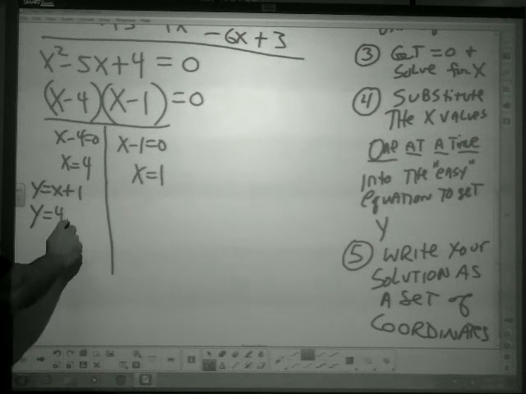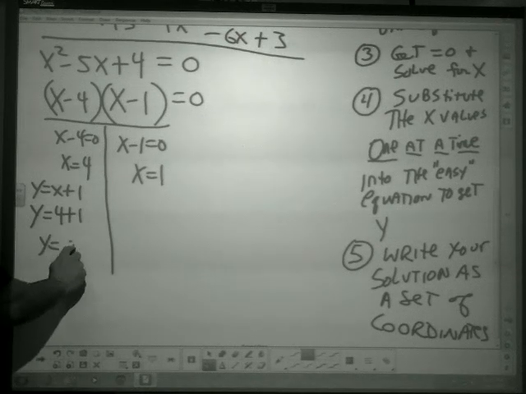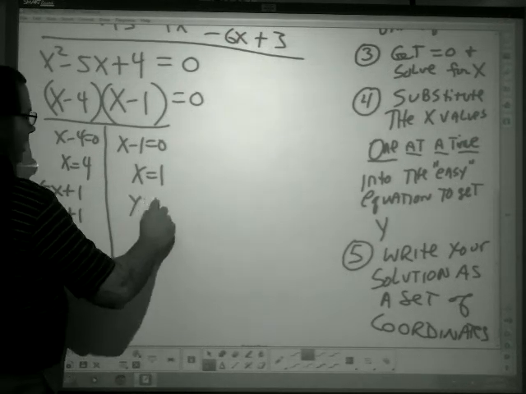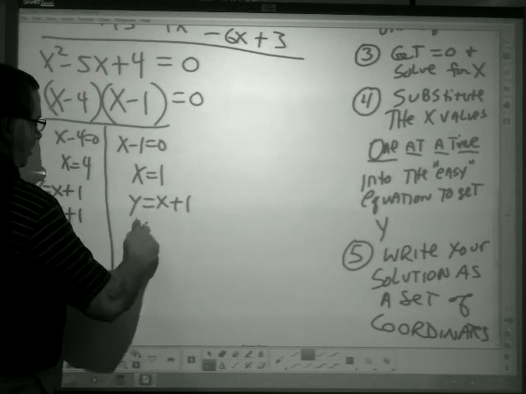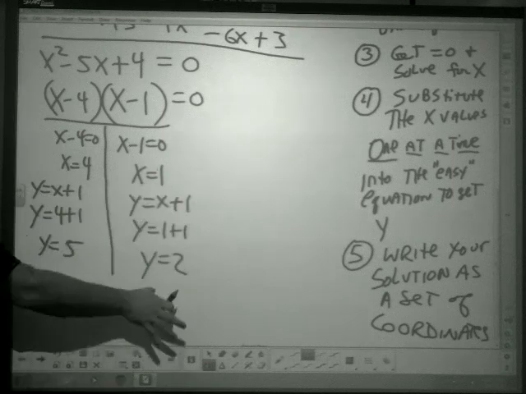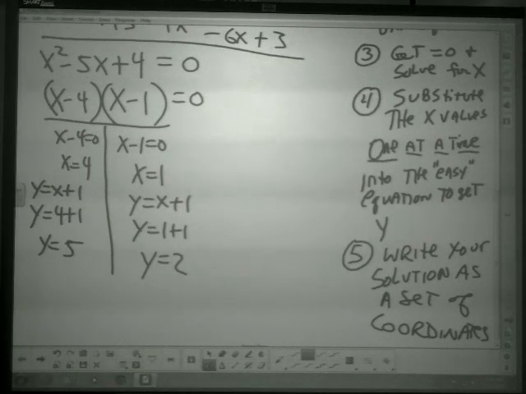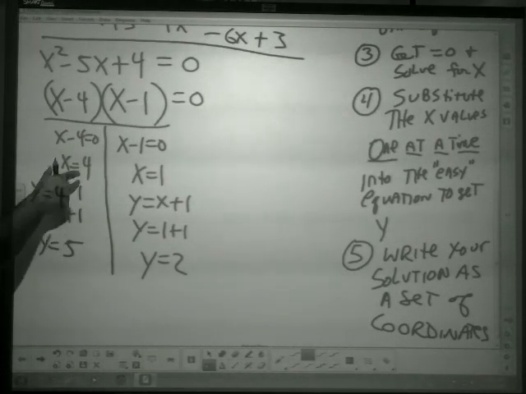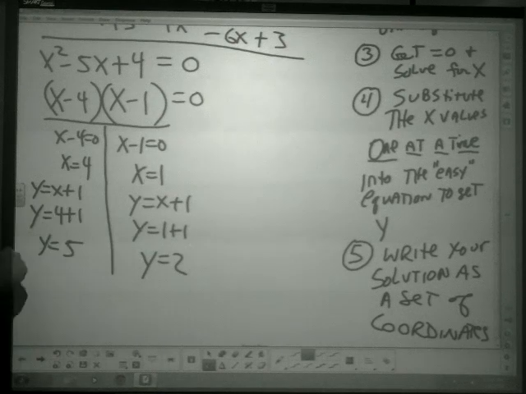So y would equal 4 plus 1, y equals 5. Y equals x plus 1. Y equals 1 plus 1, y equals 2. These are two separate solutions. All right? One at a time. I do this one, and then I do this one.